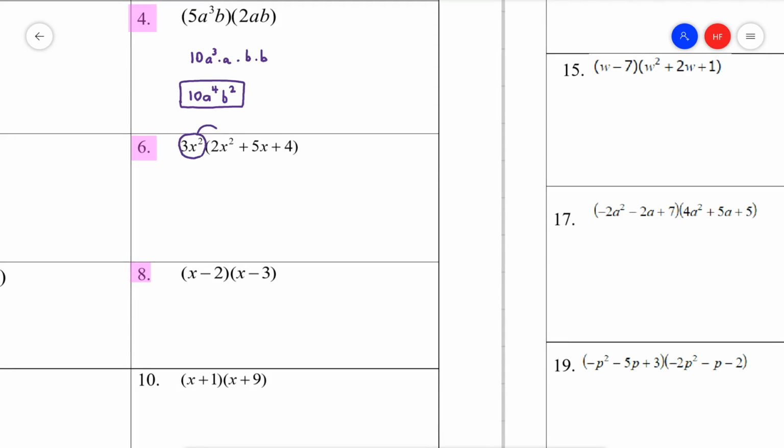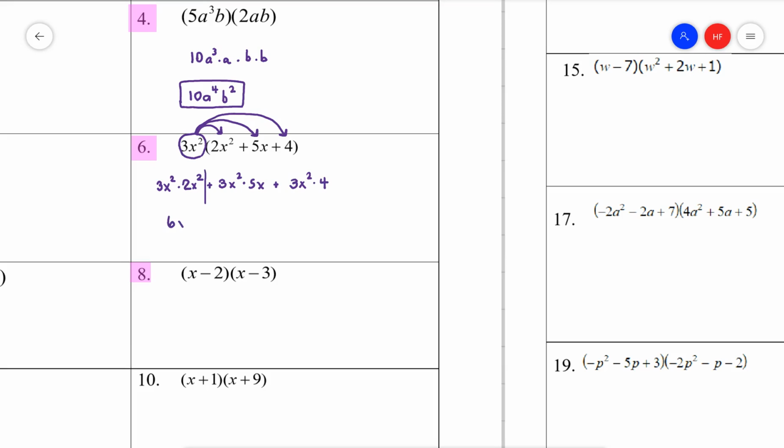On number 6, we're distributing again. Make sure that we distribute to all 3 terms in that second set. So again, we could write it out, 3x squared times 2x squared plus 3x squared times 5x plus 3x squared times 4. So 3x squared times 2x squared, 3 times 2 is 6.